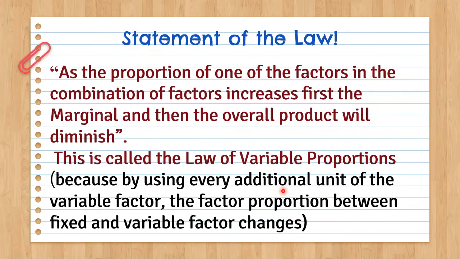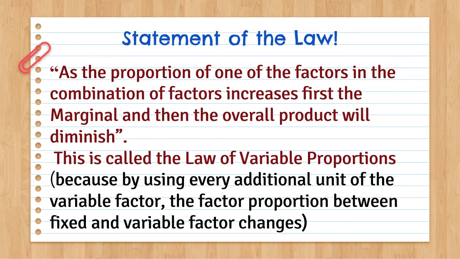What we have just studied in the example that we considered and the table can be generalized in the form of a law. So let us state the law. As the proportion of one of the factors in the combination of factors increases, first the marginal and then the overall product will diminish. This is called the law of variable proportions. Why? Because by using every additional unit of the variable factor, the factor proportion between fixed and variable factor changes.